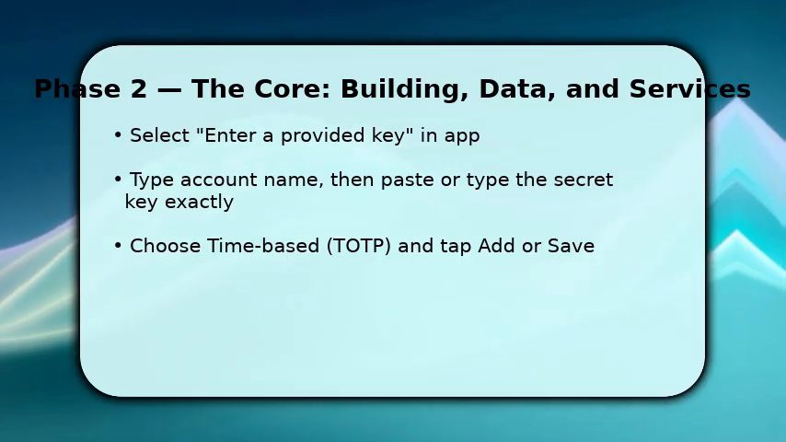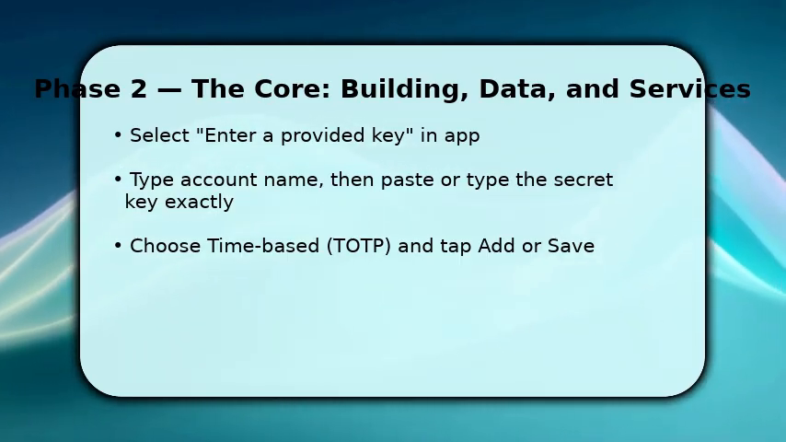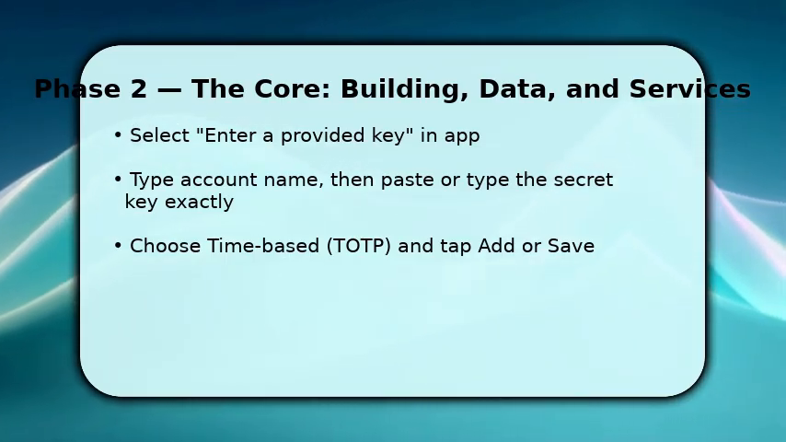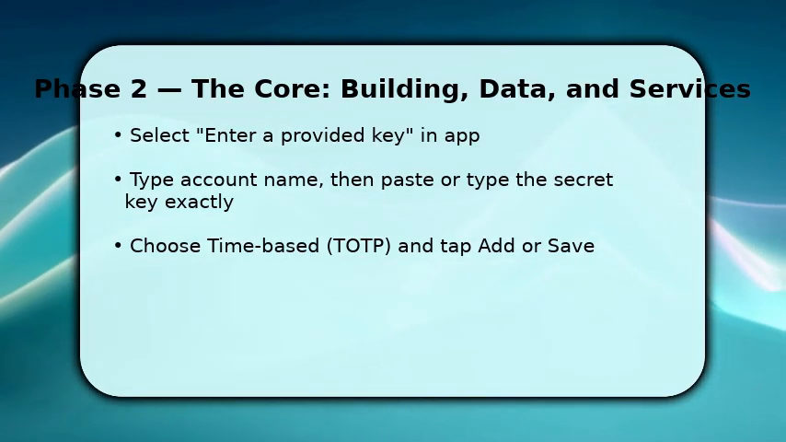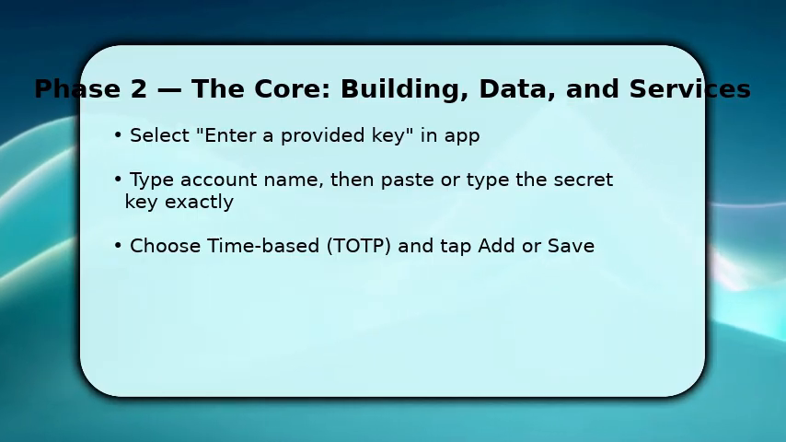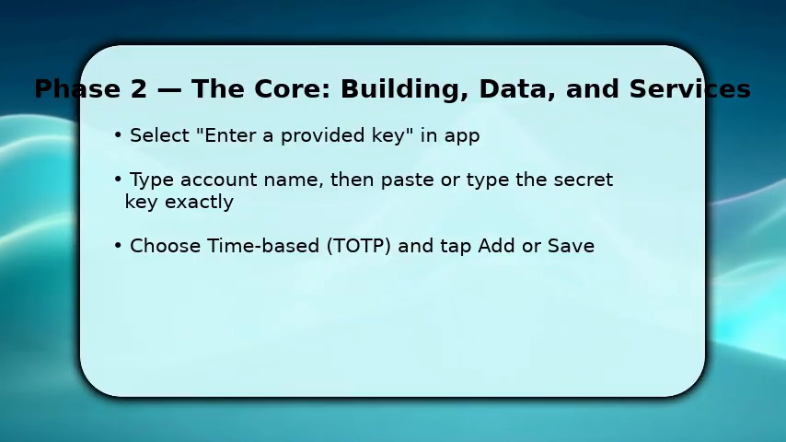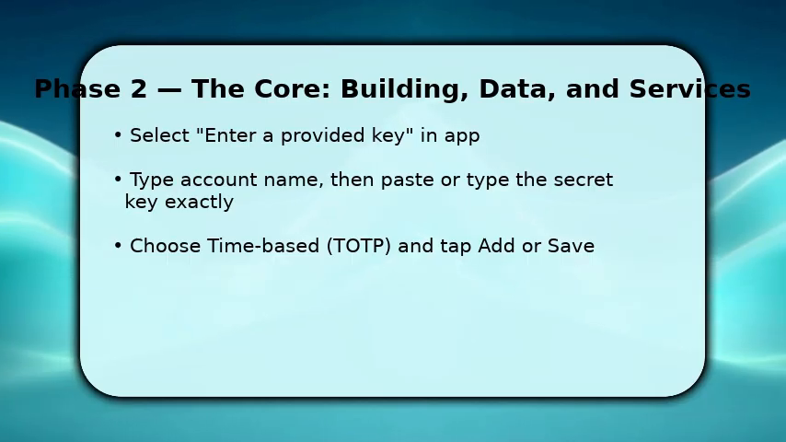Type the account name for clarity, then carefully input the secret key, case matters. Avoid spaces unless shown. Choose time-based TOTP as the key type because it syncs codes every 30 seconds, and tap Add. After adding, the app will start showing 6-digit rotating codes. Note the first code pattern and timing so you understand code windows.